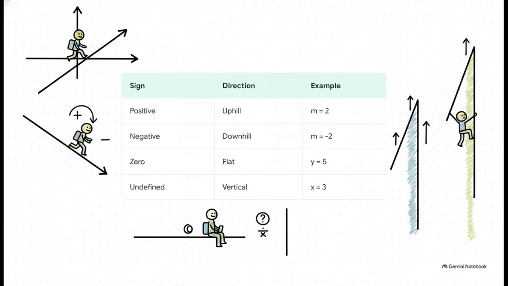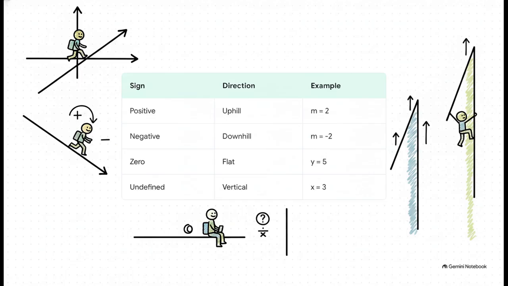And that slope tells us an enormous amount about the road we're on. The sign of the slope dictates the direction. A positive slope means we're walking uphill as we move right. A negative slope means we're going downhill. A slope of exactly 0 means a completely flat horizontal road, no rise at all.